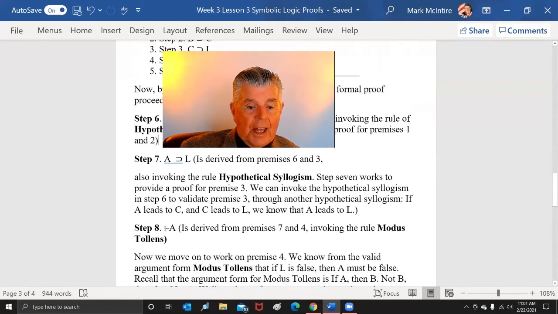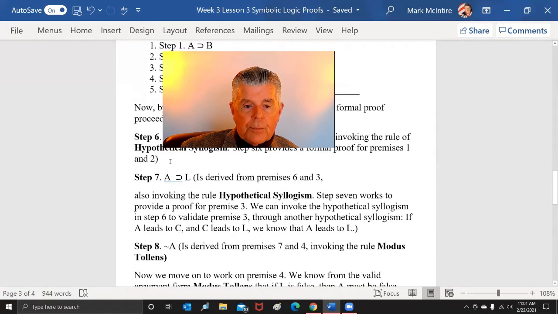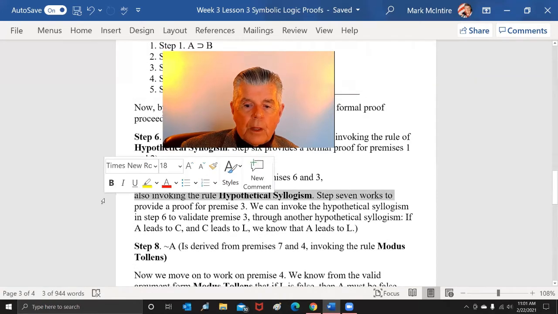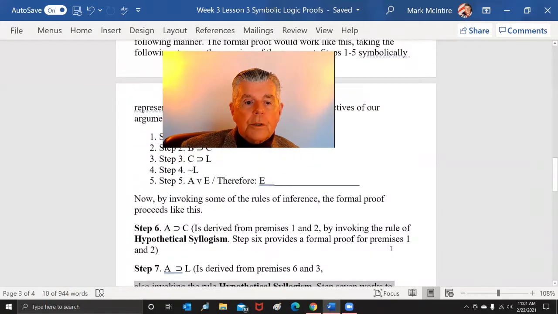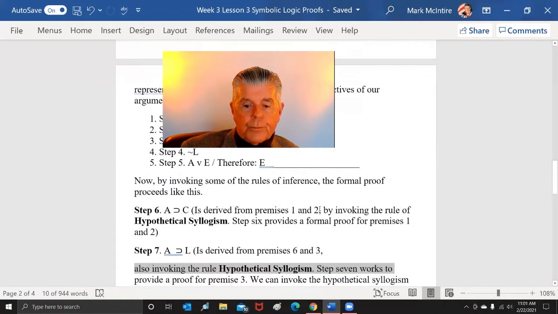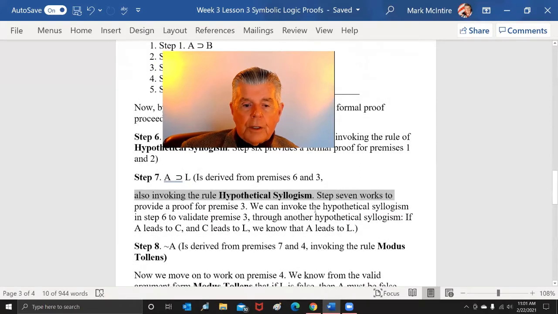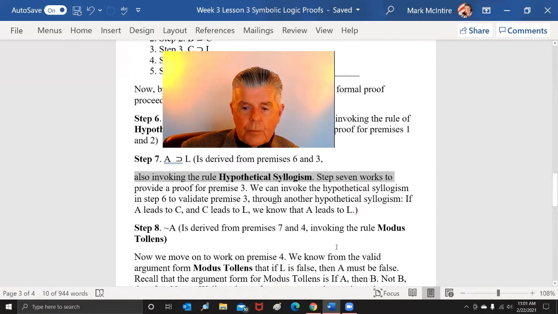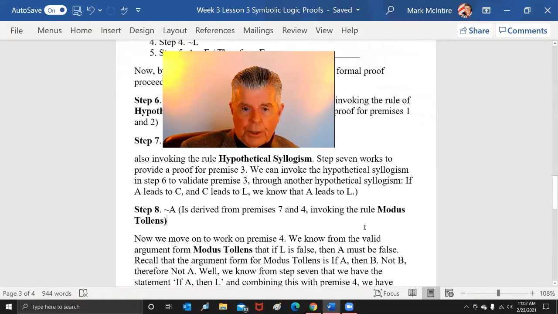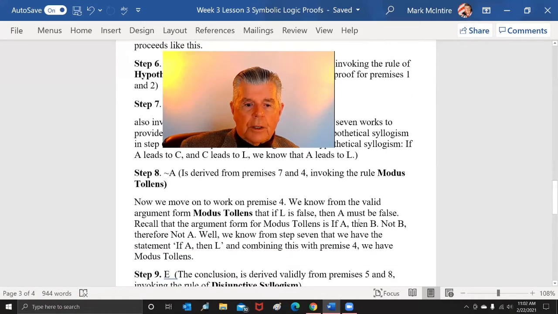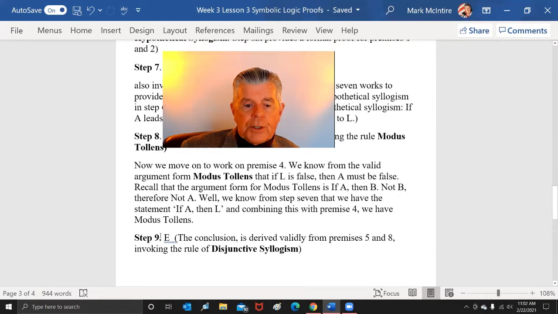Step 8, not A is derived from premise 7. What's premise 7? If A, then not L. And 4. And 4 is what? Not L. So we're able to derive not A by invoking modus tollens. That's one of the 5 rules that we're studying. We know from the valid argument modus tollens that if L is false, then A must be false. Recall the argument from modus tollens: if A, then B, not B, therefore not A. Well, there we are. So this leads us to the conclusion.